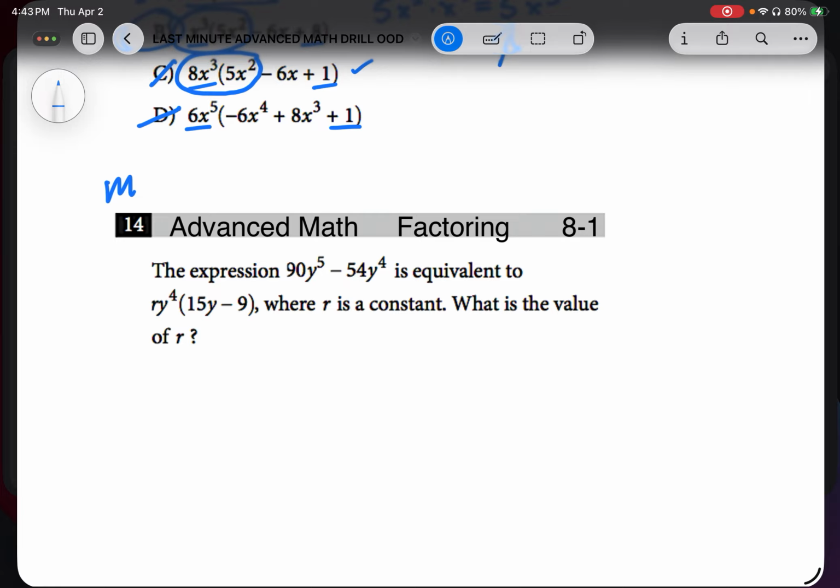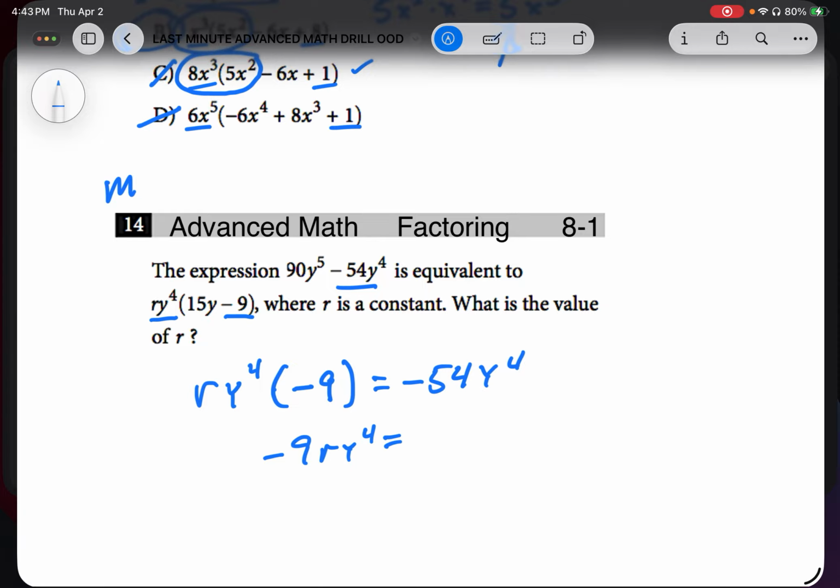All right, question number 14. I like looking at the end again. I got a negative 54y to the fourth power. But I see that they say it's equivalent to ry to the fourth power. But if I were to distribute, the last step of distributing should equal a negative 54y to the fourth power. Distribute what? Ry to the fourth power times a negative 9. What would that be? That's supposed to equal negative 54y to the fourth power. Now, if I multiply, I'm going to get a negative 9ry to the fourth power is equal to negative 54y to the fourth power.